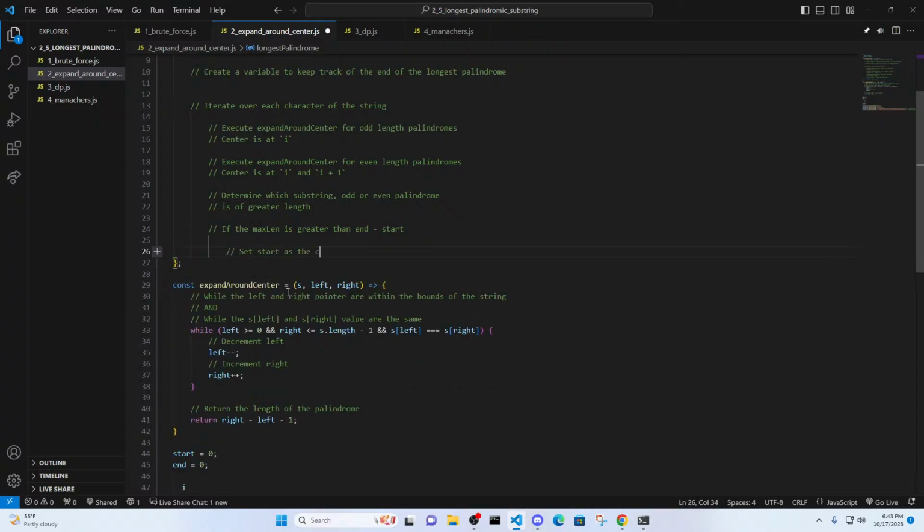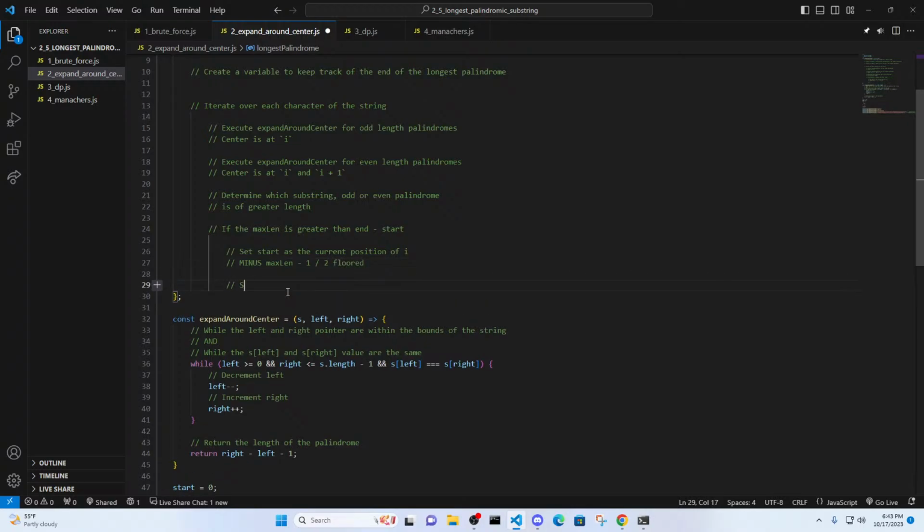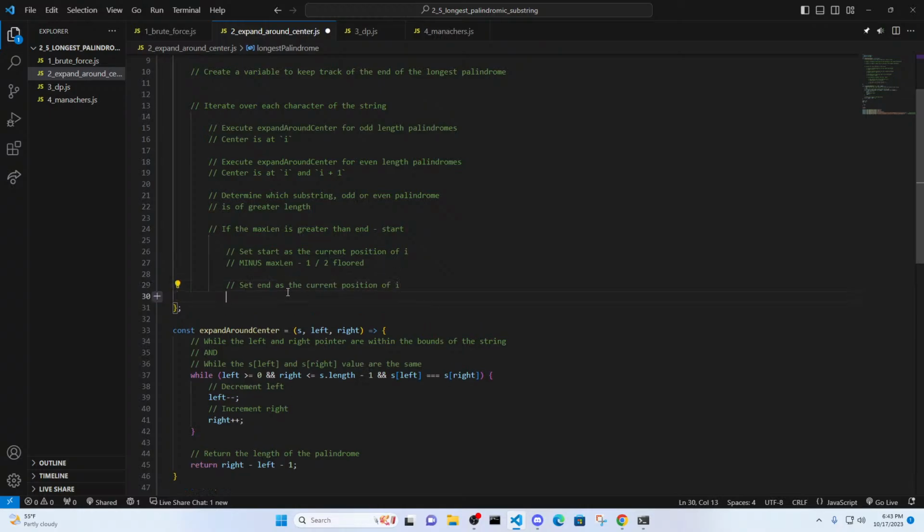So let me go ahead and set start as the current position of I minus max length minus 1 divided by 2, floored, and set end as the current position of I plus max length divided by 2 floored, and that would give us the end.